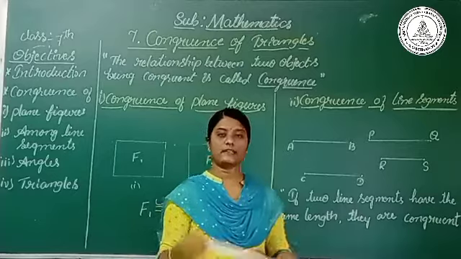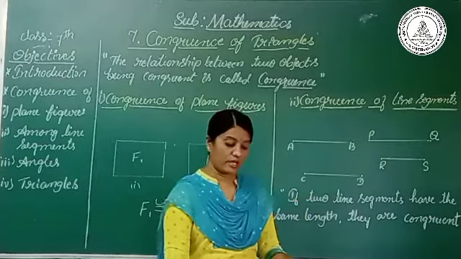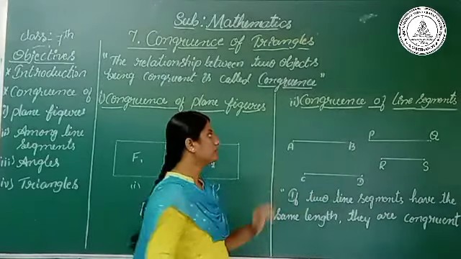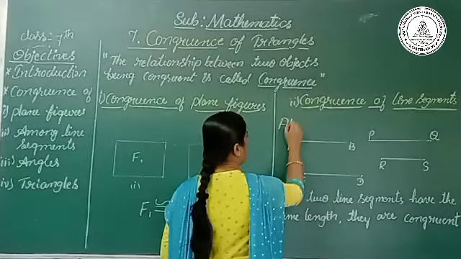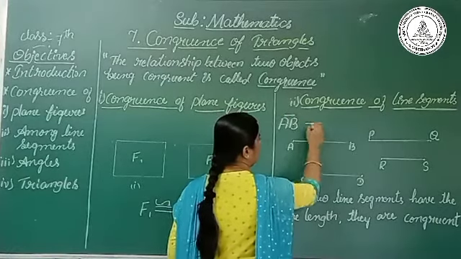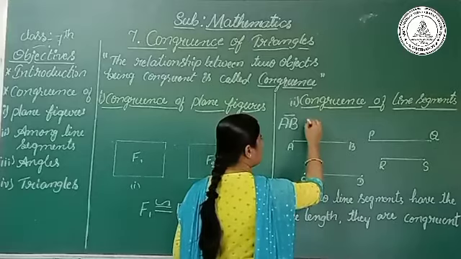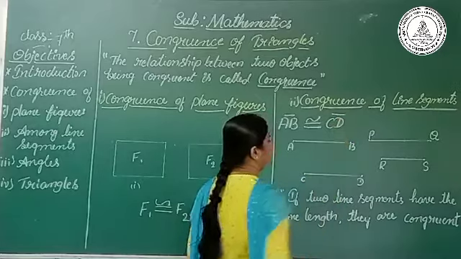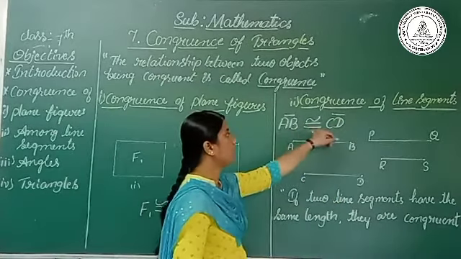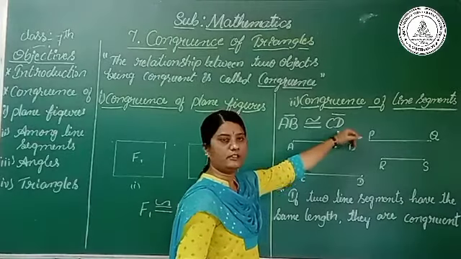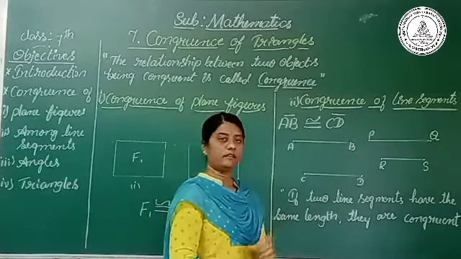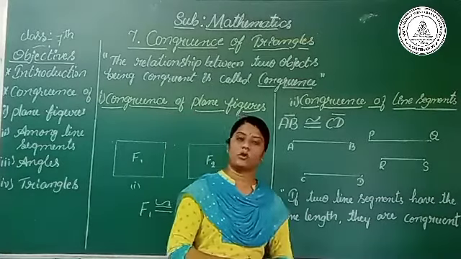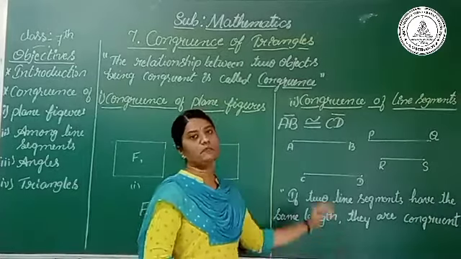How can you write that these two line segments are congruent? Yes, we write line segment AB is congruent to CD. So how can we write it? We can write it as AB line segment is congruent; the congruent symbol is equals with a sleeping S upon it, and CD line segment. We can say AB is congruent to CD. Yes, it is about the congruence of line segments. If we can say that two line segments are congruent, they should have the same length.